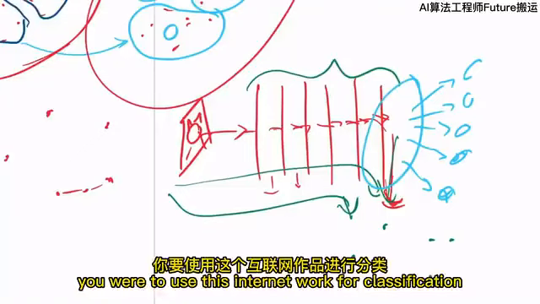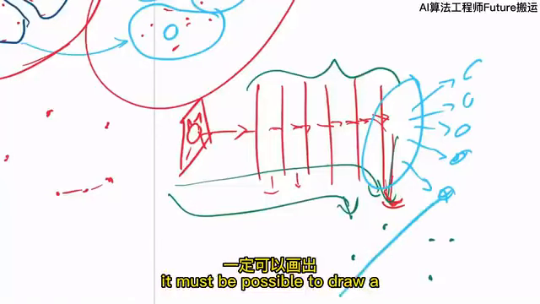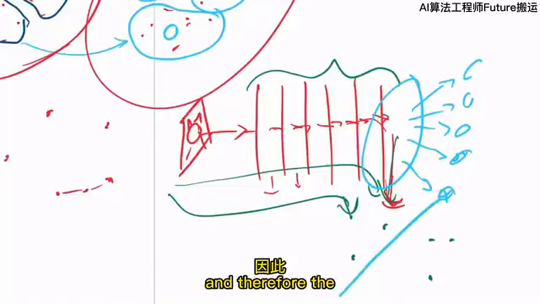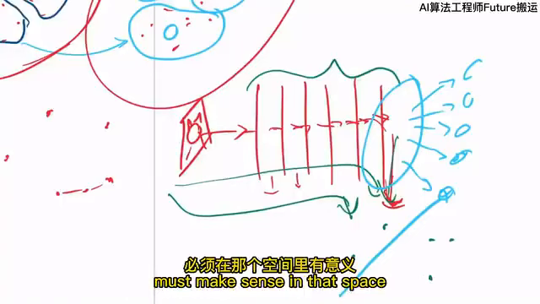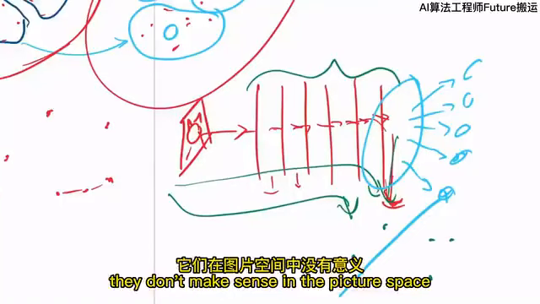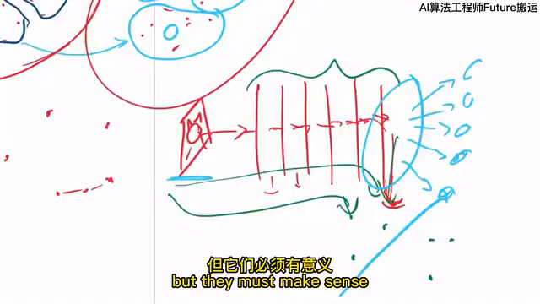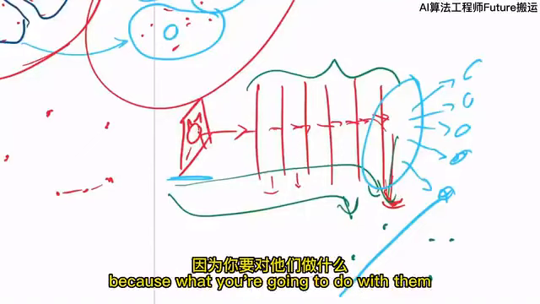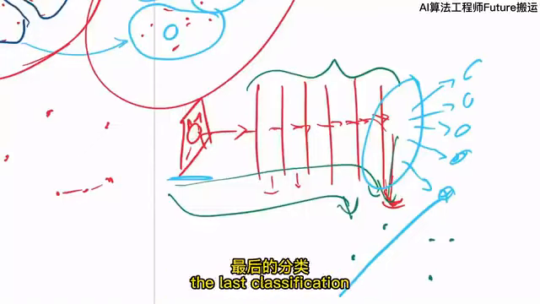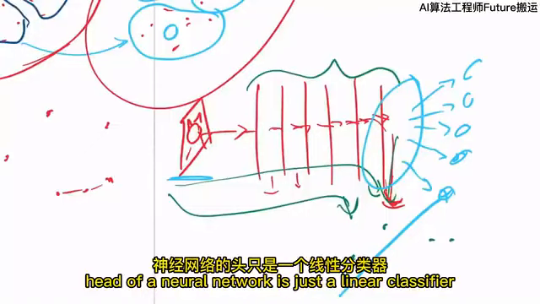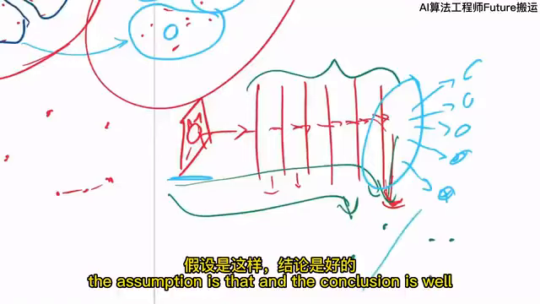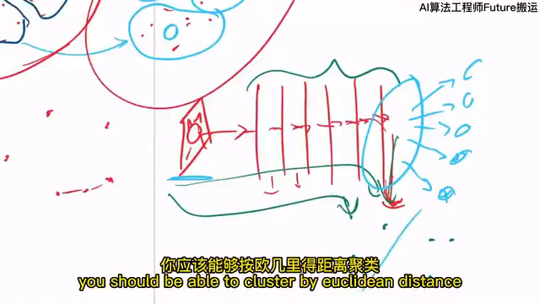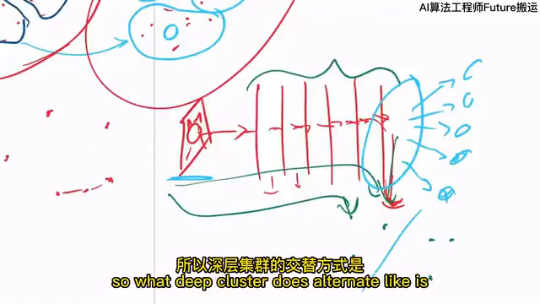So if you were to use this neural network for classification, it must be possible to draw a linear boundary between the classes, and therefore either the inner product distance or the Euclidean distance must make sense in that space. They don't make sense in the picture space, but they must make sense in the hidden representation space, because what you're going to do with them is exactly linear classification. The last classification head of a neural network is just a linear classifier. So the assumption, and the conclusion, is that in this space, you should be able to cluster by Euclidean distance. So what DeepCluster does is first get the representations.